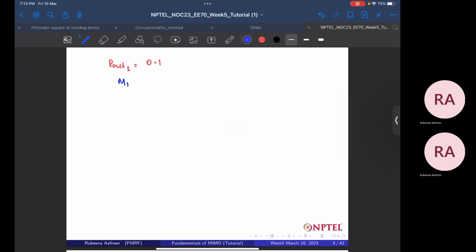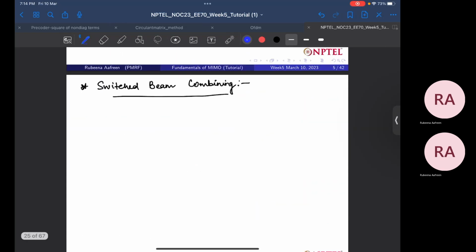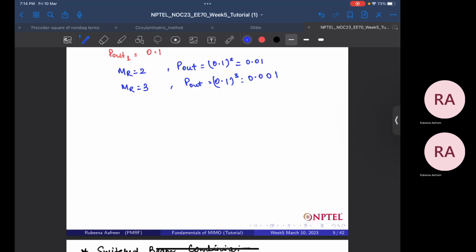So when the receive antennas are 2, what will be the outage? It will be 0.1 to the power of 2, right? 0.01. If 3 antennas are there, then the outage will be 0.1 to the power of 3, and so on. So the outage will decrease and the coverage probability will increase, right? As I told, if three branches are there, then there will be hardly any outage. Okay.